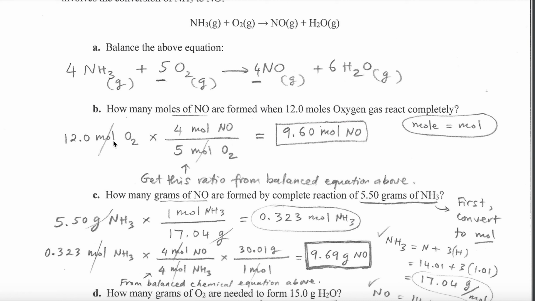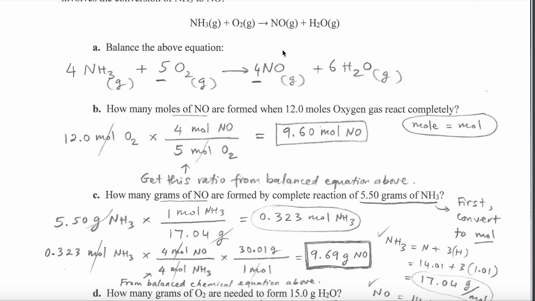Okay, 12 moles. Where do we get this ratio? Well, every 4 moles of NO is formed from 5 moles of oxygen. Those coefficients are in moles: 4 moles, 5 moles, 4 moles of NO, 6 moles of water. That's what it means in the balanced equation, and they're so important. If we get those wrong, we're not going to get this one right. So you get this ratio from the balanced equation above.